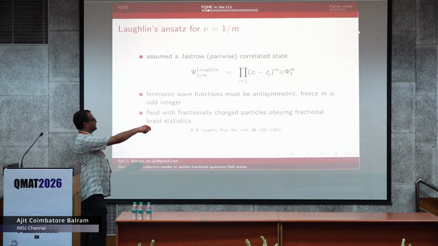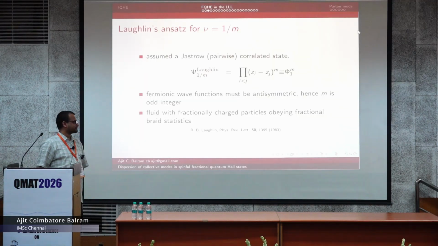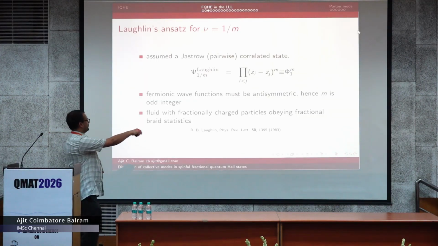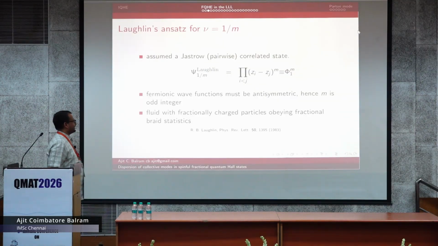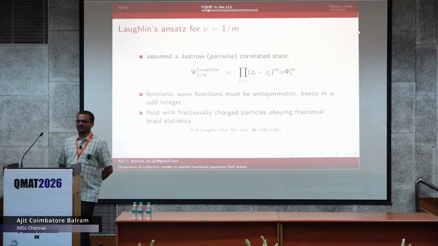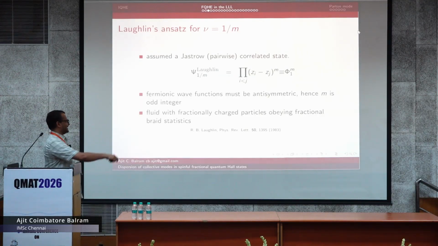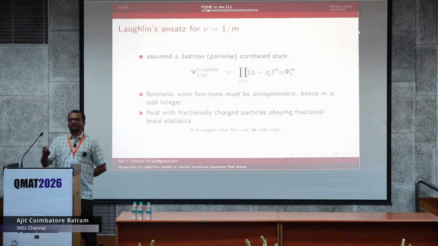So if you take m to be 3, then that describes the plateau that was observed at filling factor 1/3. So in general for fermions this m has to be odd, and for bosons this has to be even. Laughlin actually also went on to show that if you look at excitations of this system, so-called quasi-holes and quasi-particles, that actually carries fractional charge. So if you look at this system, this has particles of charge e/m.